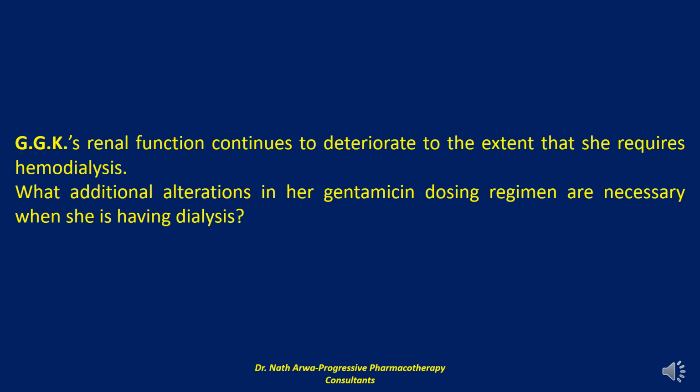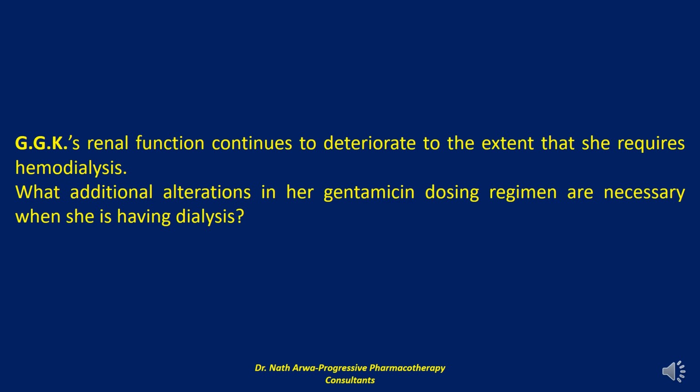CL total is equal to CL dial plus CL, where CL total is the total clearance of the drug during dialysis, CL dial is the clearance by dialysis, and CL is plasma clearance. If dialysis clearance is high relative to plasma clearance, drug removal will be enhanced by the dialysis procedure.